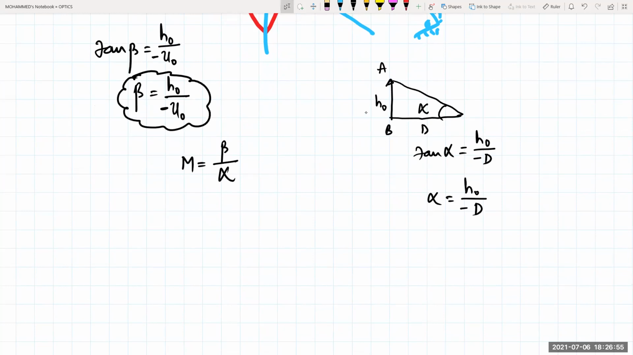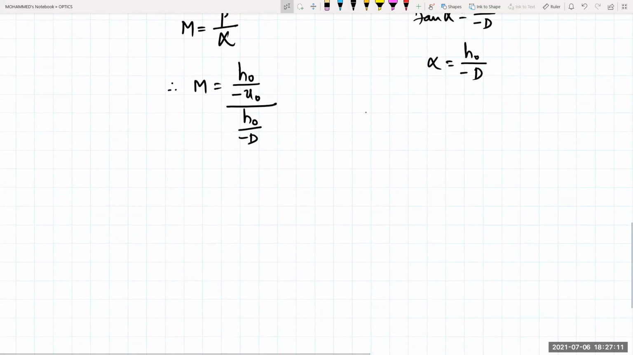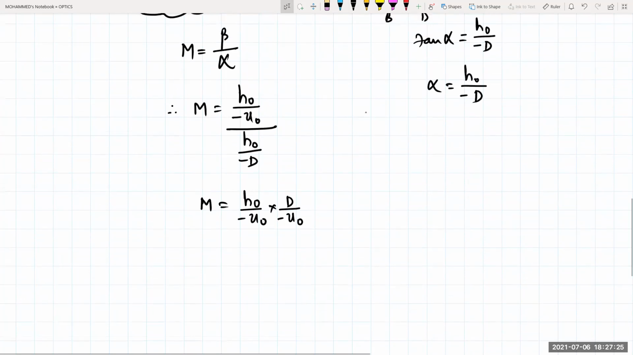Now tell me the magnification. M is equal to beta, which is H naught divided by minus of U naught, divided by alpha, which is equal to H naught divided by minus of D. So capital M is equal to H naught divided by minus of U naught, into the least distance of distinct vision D divided by minus H naught.